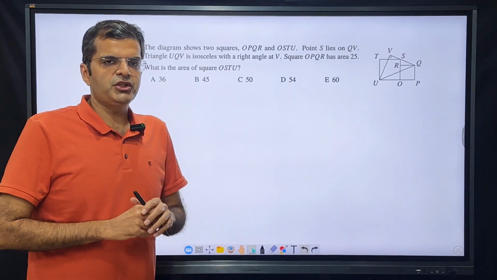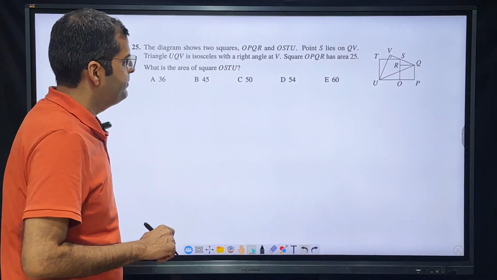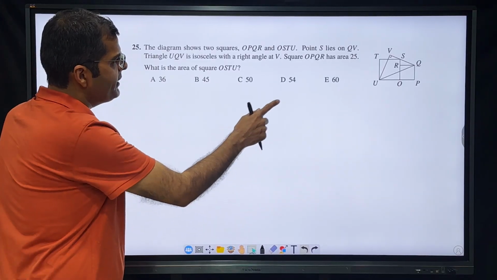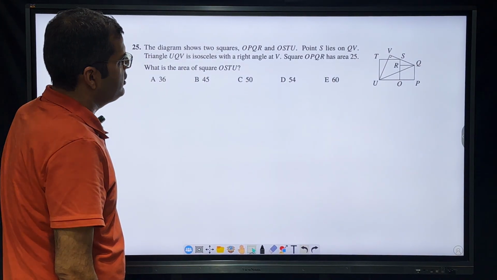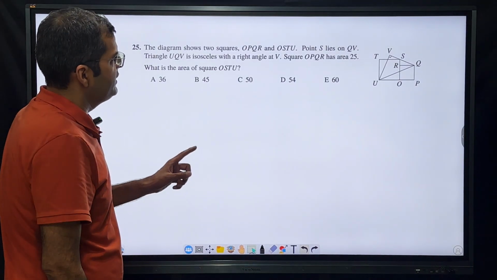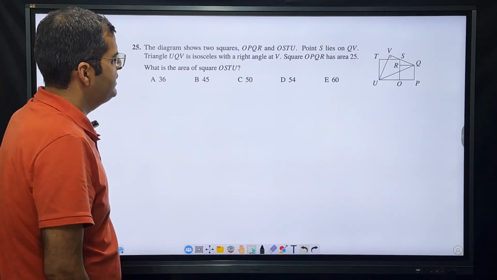This is the 25th question of UKMT Senior Mathematical Challenge of year 2025. Question says, the diagram shows two squares, OPQR and OSTU. Point S lies on QV. Triangle UQV is isosceles with right angle at V. Square OPQR has area 25. What is the area of OSTU?